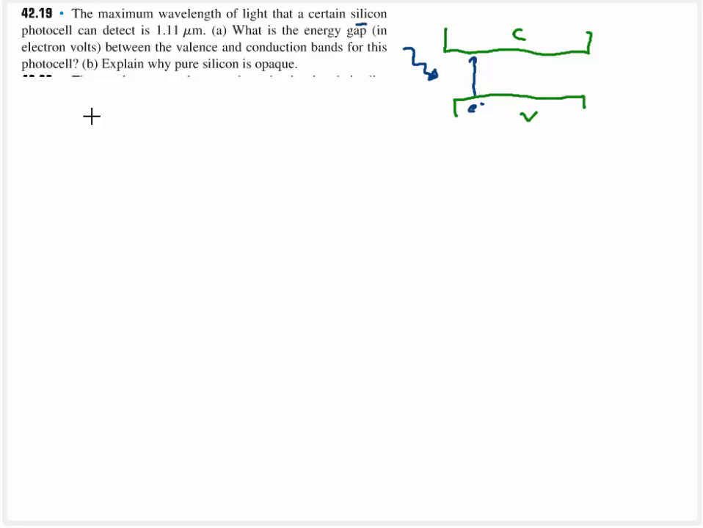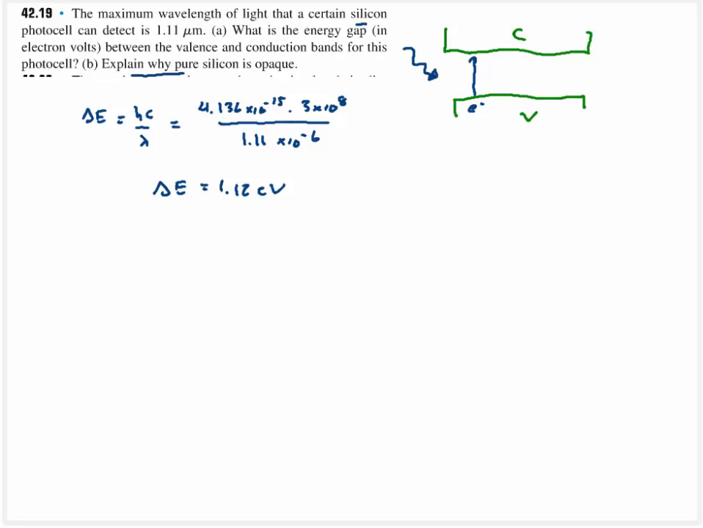So pretty straightforward. We know that the delta E is going to be equal to hc divided by wavelength, and I'm going to want my answer in electron volts, so I'm going to use the 4.136 times 10 to the negative 15 electron volt seconds multiplied by C. It's going to be 3 times 10 to the 8th. Now 1.11 times 10 to the minus 6, and that tells us that our energy gap is going to be equal to 1.12 electron volts.